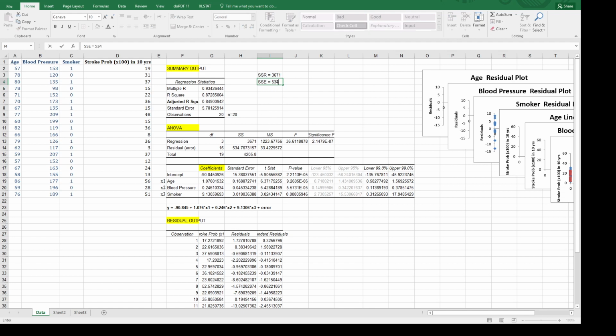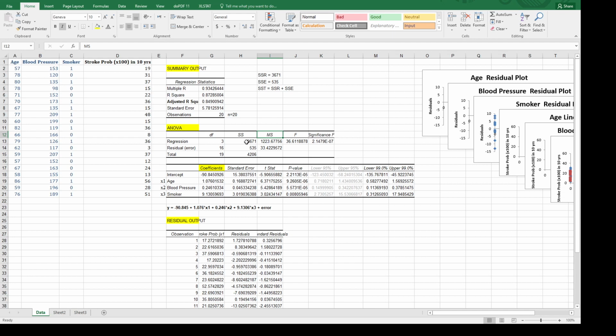Let's say 35 to be accurate. We round up, so it's 535. And then the SST is the sum of these two numbers. So SST is SSR plus SSE. And if we sum these two numbers up, we get 4206.